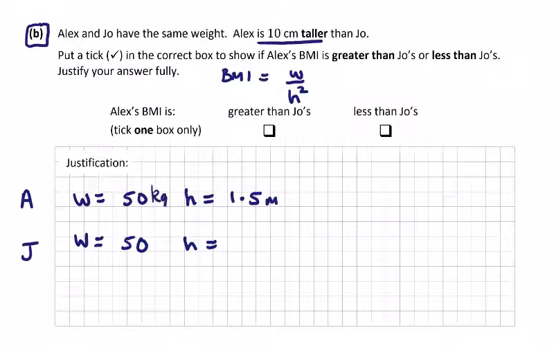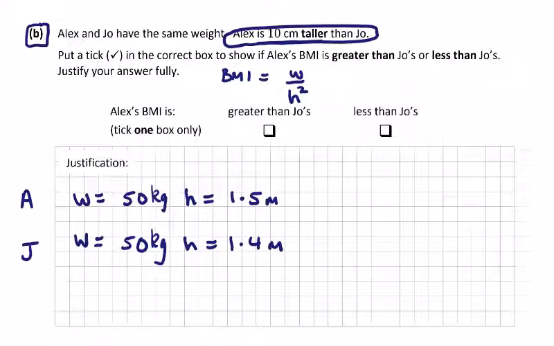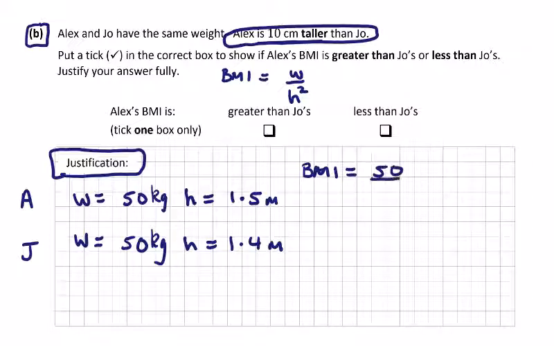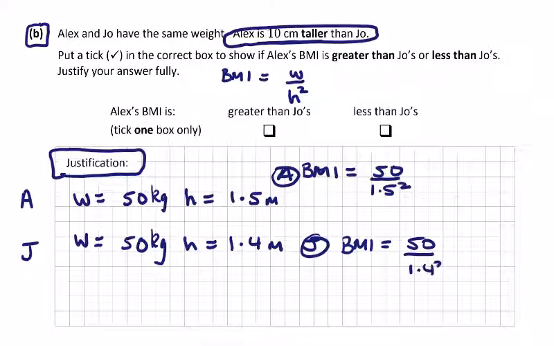and 50 kilos. I think with these questions, if you can give them numbers, it makes it a little bit easier. So Alex is 10 centimeters taller than Joe. So Joe will be 1.4 meters. And we're asked to put a tick in the correct box, and the justification is what we're doing down here. The maths is our justification. So BMI is equal to W, so we're going to say 50 divided by 1.5 squared for Alex, and for Joe, BMI would be equal to 50 divided by 1.4 squared.